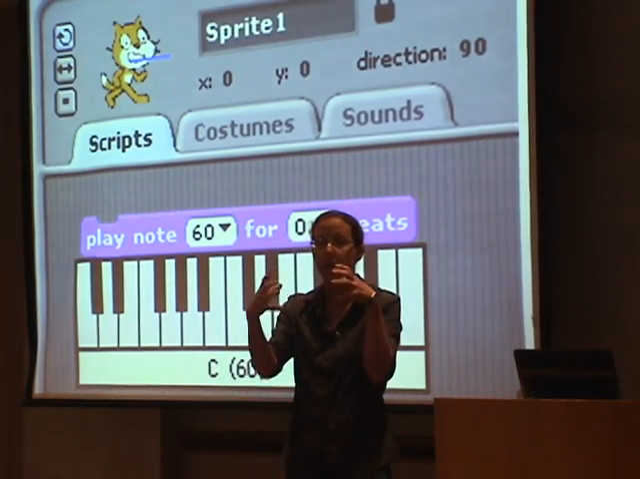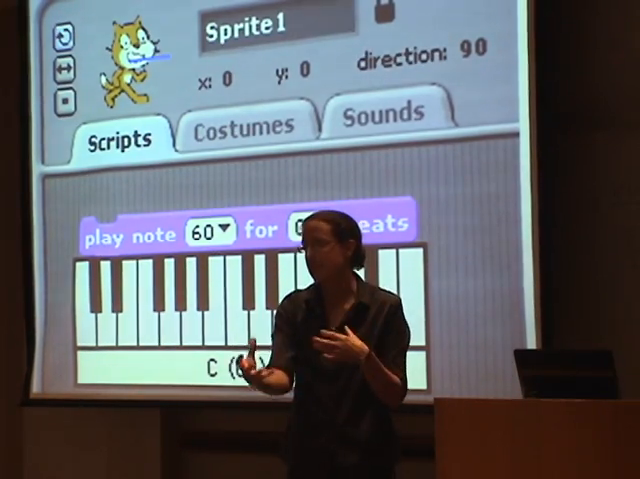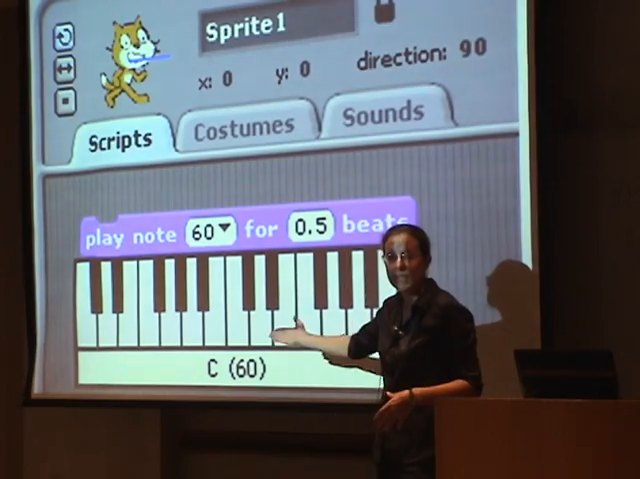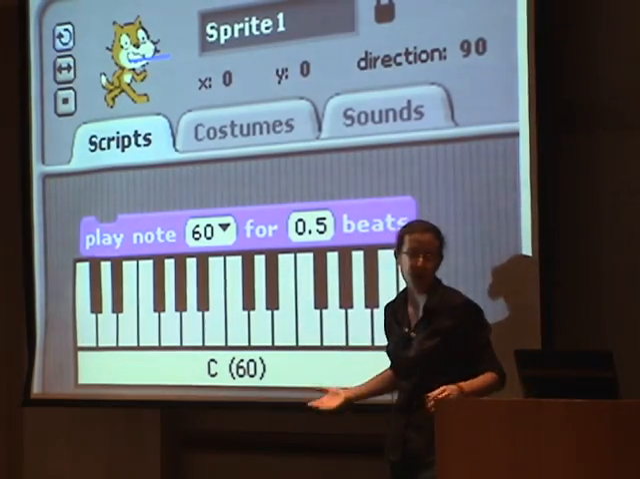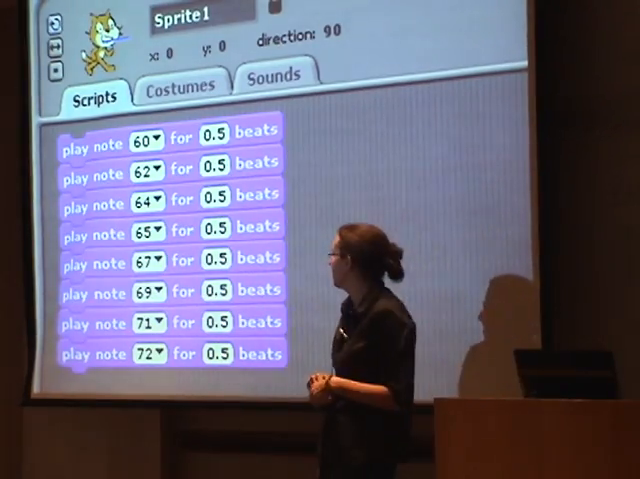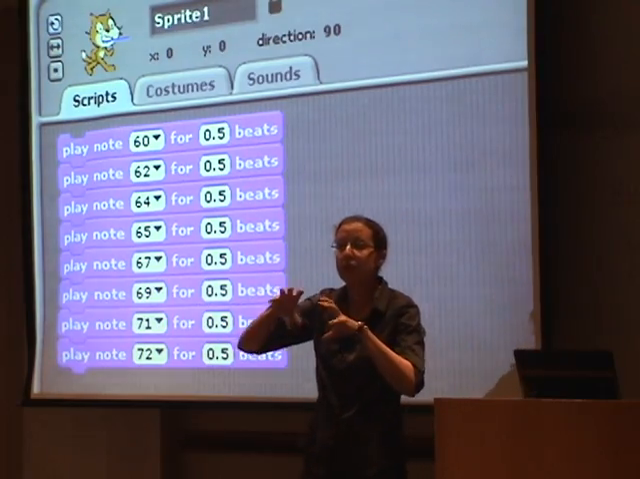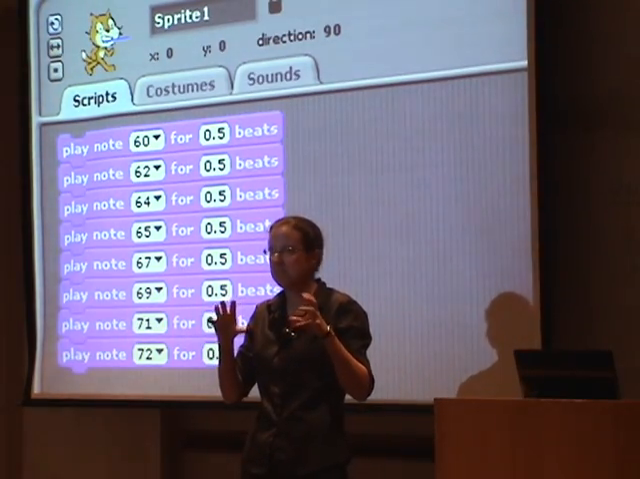Really building upon using numbers to represent information. Still, they're providing kind of an easy access tool for your students. So here I made a little simple scale, and you can see how each of the puzzle pieces snaps together.